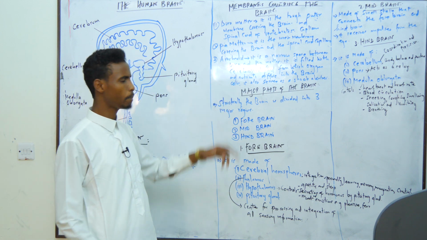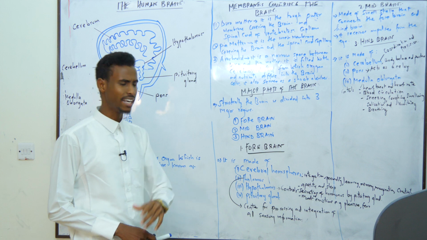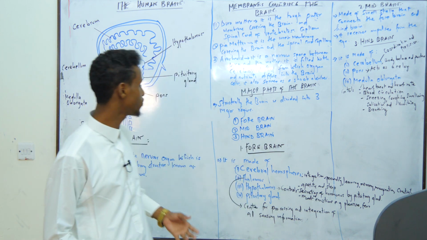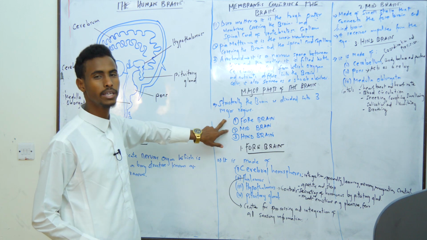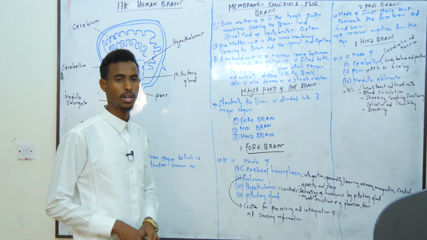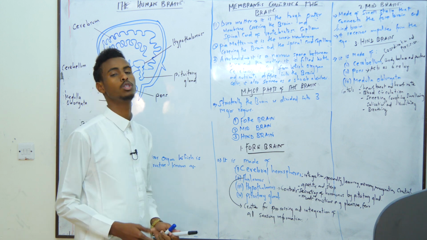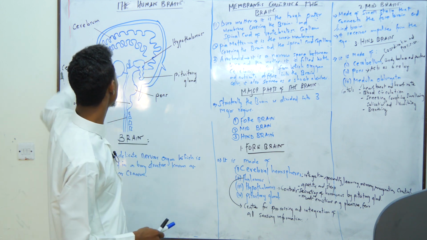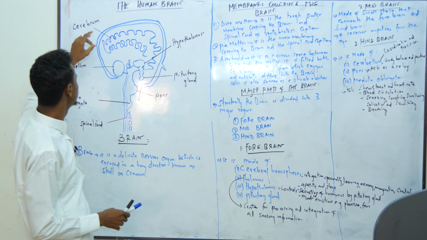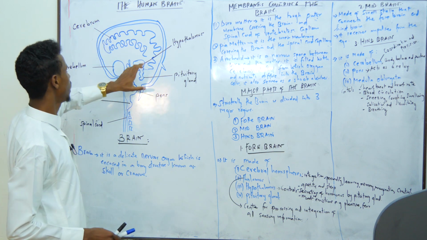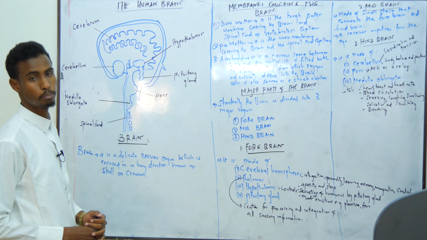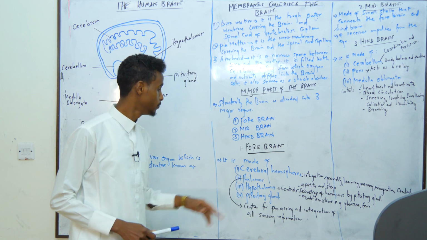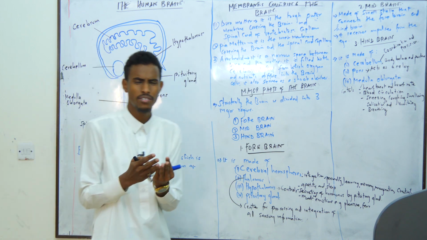Let's go to the major parts of the brain. Structurally, the brain is divided into three parts: the forebrain, the midbrain, and the hindbrain. The fore is the frontal part, the mid is the middle, and the hindbrain is the hind part of the brain. As you can see, class, this is the forebrain, this is the midbrain, and that is the hind part of the brain. Very visual.